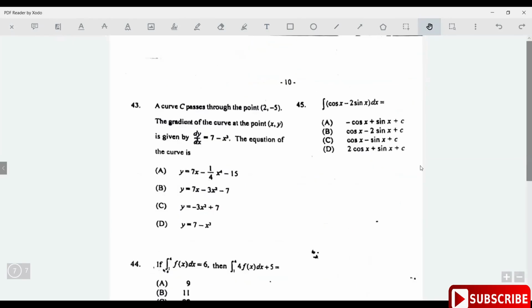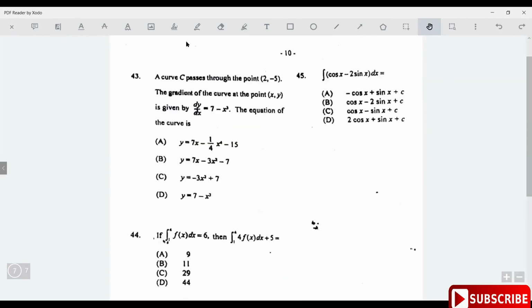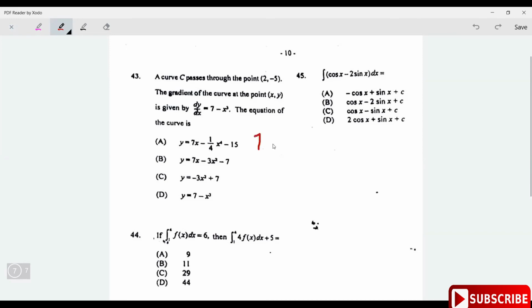Question 43. Now, question 43 asks us, a curve C passes through the point 2 minus 5. The gradient of the curve at the point xy is given by dy by dx is 7 minus x cubed. The equation of the curve is, so you integrate dy by dx to get y. So you integrate this now. When you integrate 7 minus x cubed, you're going to get 7x minus x to the 4 over 4 plus some constant c, that is y.